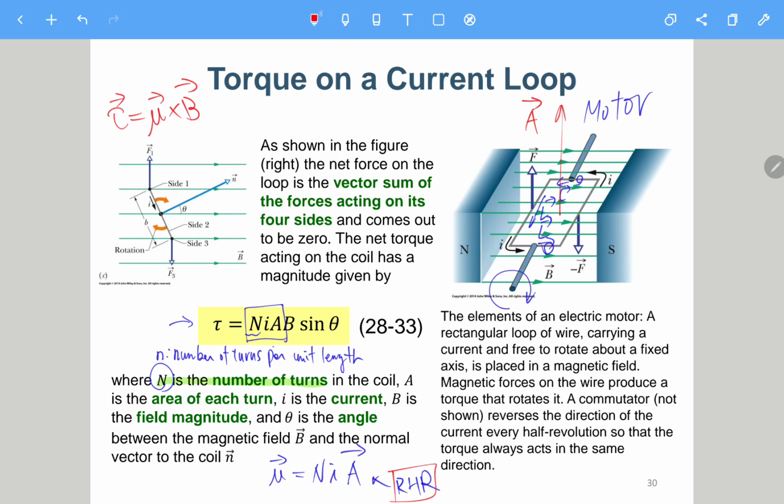A is pointing in this direction, and mu also points in the same direction. Then you can see that mu cross B is pointing into the page. In this figure, mu cross B is pointing into the page. This is the direction of the torque. The torque also follows the right hand rule: you use your thumb to follow the direction of the torque, and then your forefinger will be the direction of the rotation. So everything follows the right hand rule.